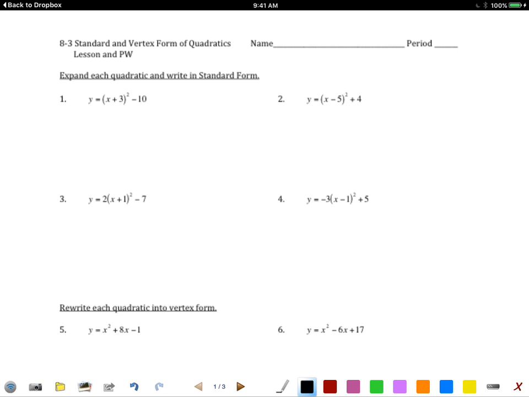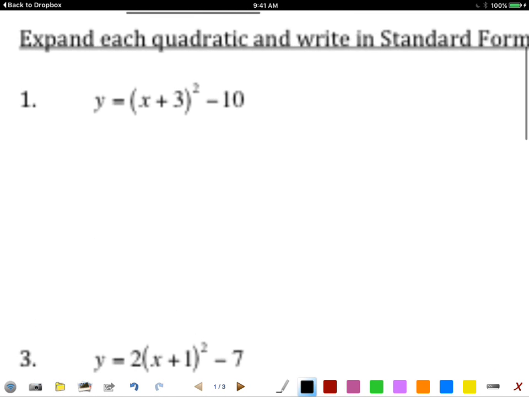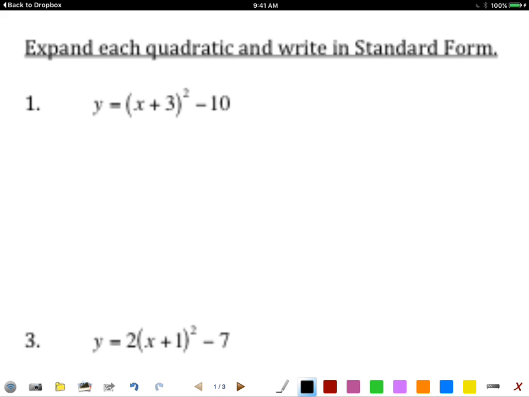Today's lesson is on converting between standard form and vertex form. We started converting a little bit between vertex form and standard form a couple of days ago when we were graphing. This first example, number 1, is in vertex form because if we were to look at that, based on what you learned yesterday, you should be able to tell me the vertex.